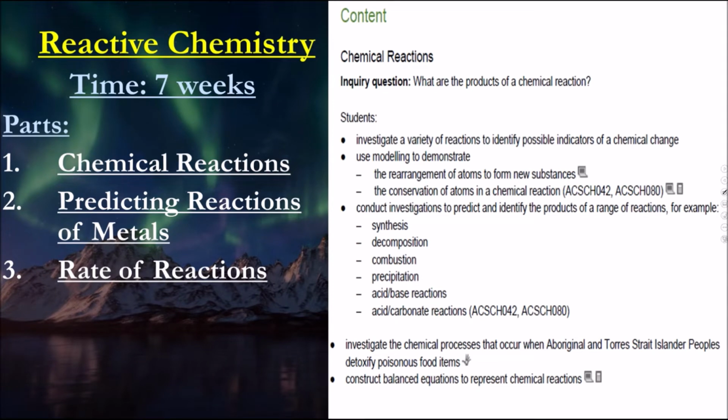What we're looking at today is the syllabus dot points. We're going to look firstly at this little thing up here, which is modelling how conservation of atoms works in a chemical reaction, rearranging atoms to form new substances. We're also going to look at a variety of reactions to identify indicators of chemical change.